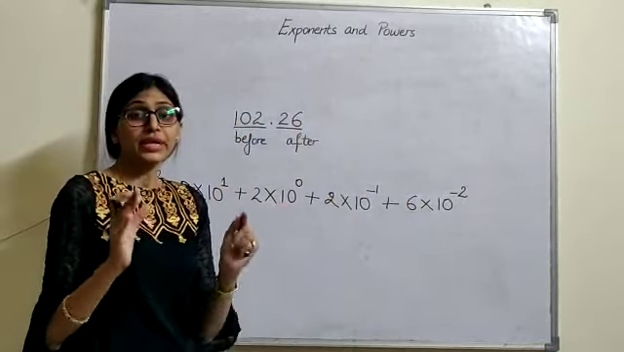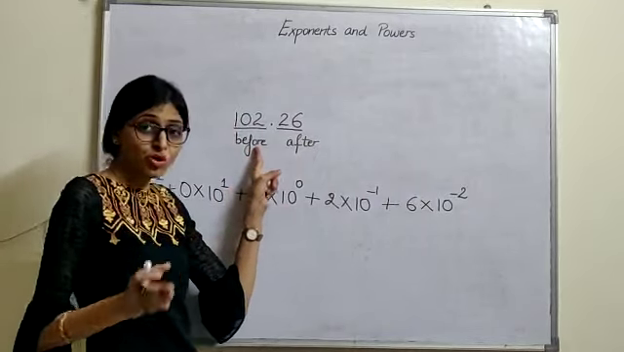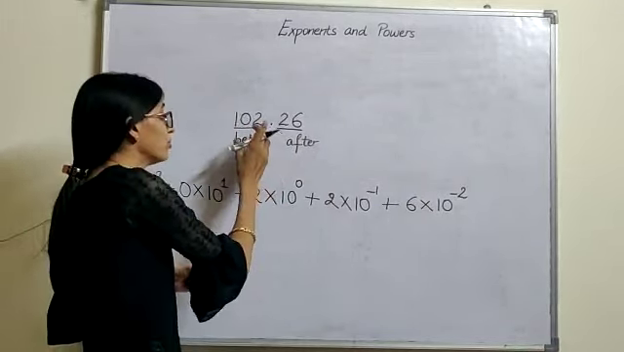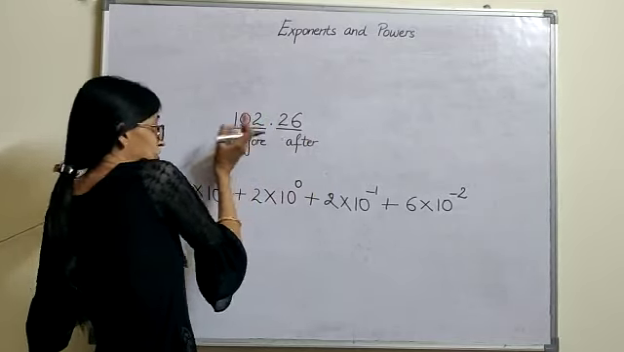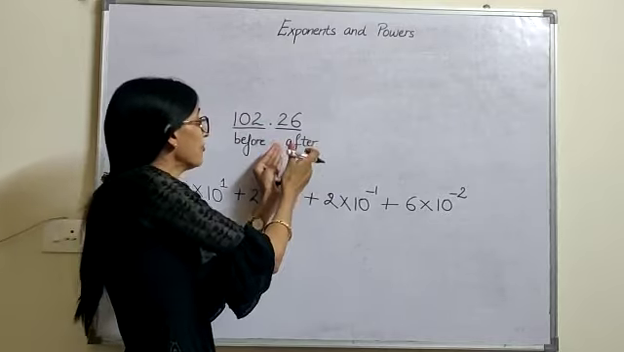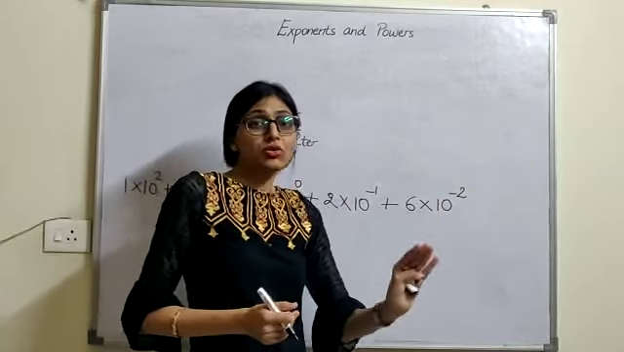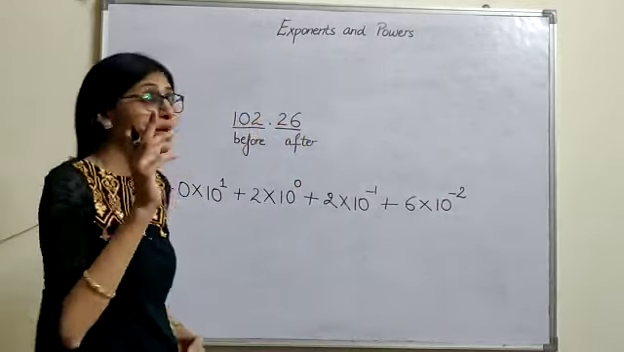One thing you have to take into consideration, that is when you are taking before the decimal, you have to move from right to left. When you are taking after decimal, you have to move from left to right. That you have to take into consideration. One example we can take.